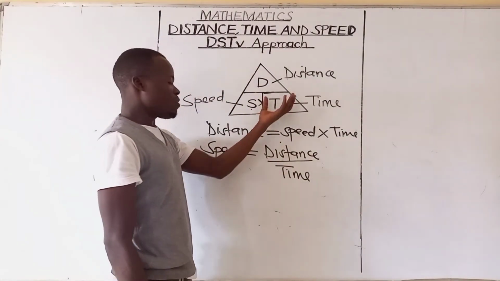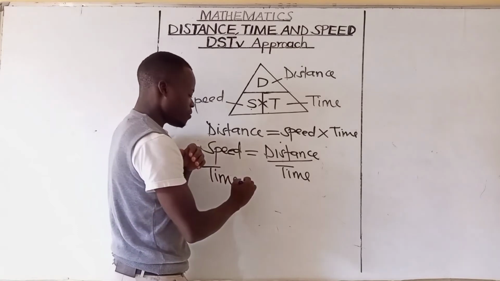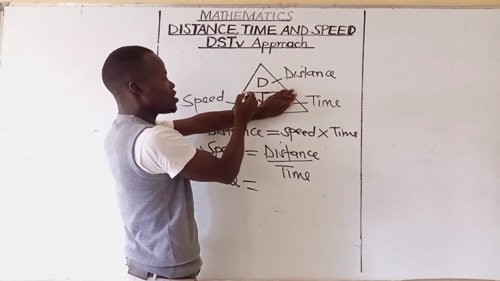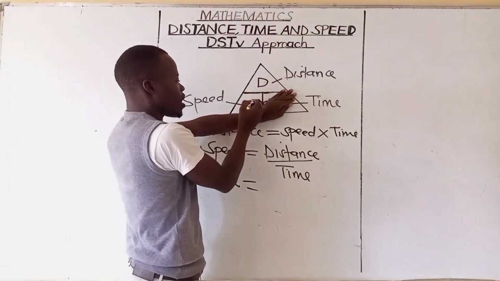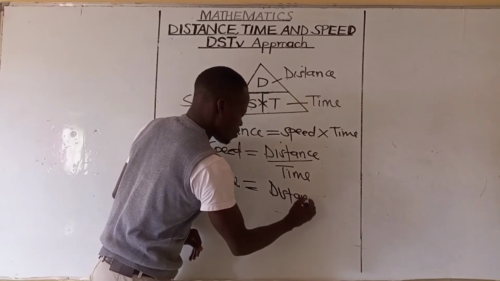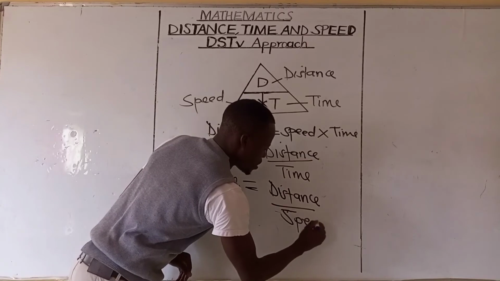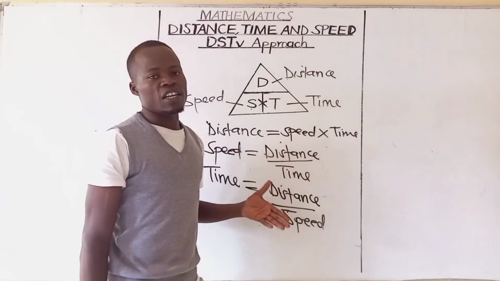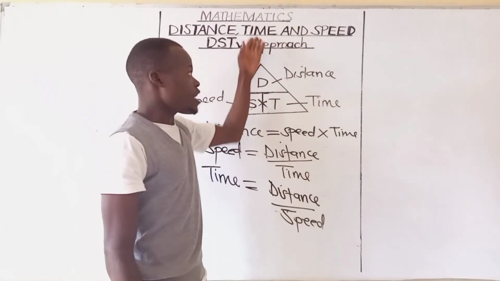From there we go to time, finally. Again we can derive our formula for time. We cover T, and time is equal to distance over speed. Time is equal to distance over speed. So that is the simplest way in which we can come up with the three formulas that we can use to get the distance, time, and speed.